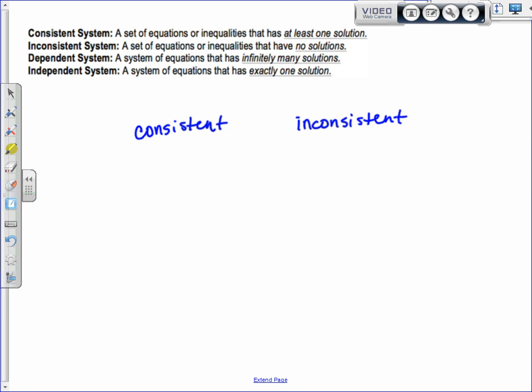So first you're deciding, is there an answer or is there not an answer? If there's an answer, that breaks into two things. So a consistent system could be dependent or independent. Okay, so if it's inconsistent, it is only inconsistent. All right, so let's try these on the next one.